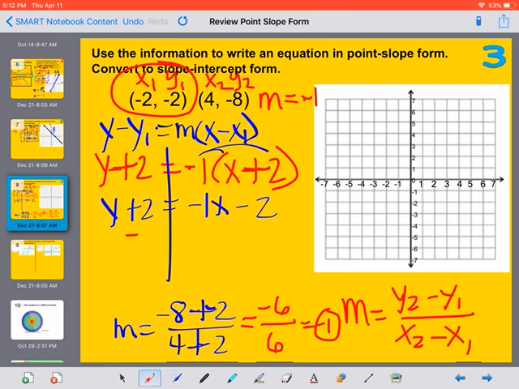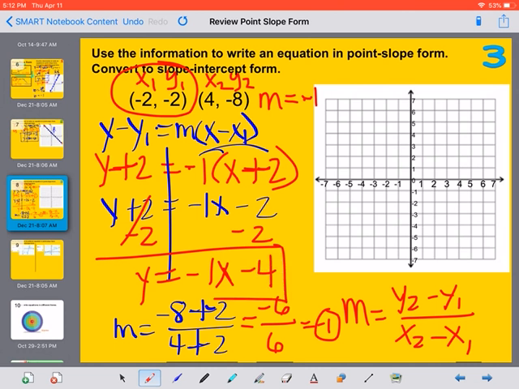And then subtract 2 on each side because we want y all by itself. We have negative 1x. Be careful with the second half. Negative 2 and negative 2 is a total of negative 4. So here is our equation that we need to graph.